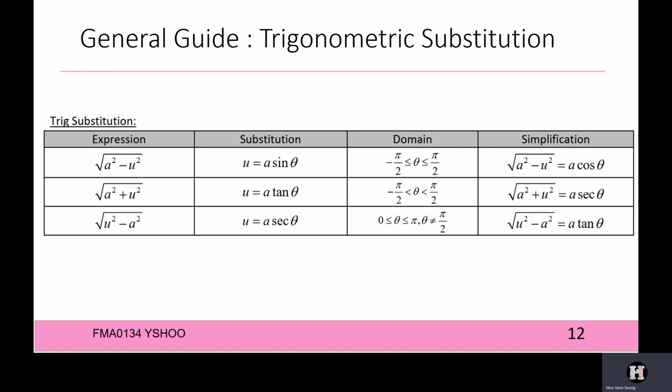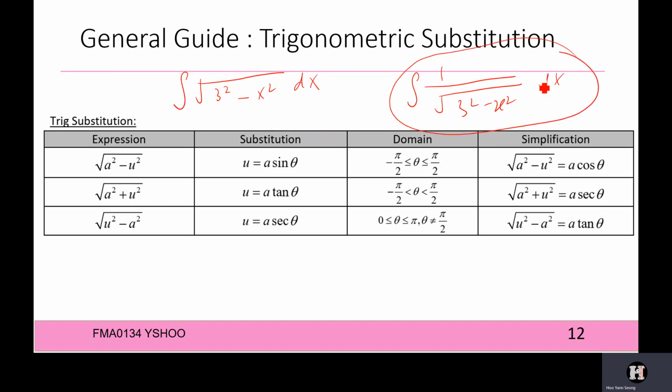But if you look at this trigonometric substitution, whenever you see the question is in the form of integrate √(3² − x²) dx, this one is not in your vocabulary. This is also not, and please don't confuse it with 1 over √(3² − 2x²) dx. This one is in your vocabulary, but this one is not.